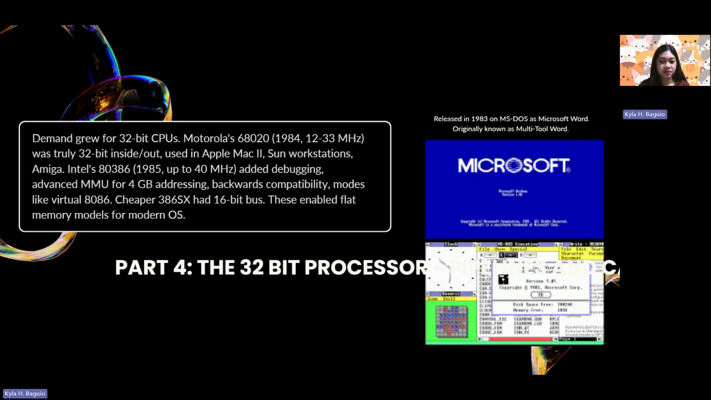And the last one is part 4, where they discuss the 32-bit processor. So finally, we reached the high performance era of 32-bit computing, where the goal was to eliminate idling time and maximize data throughput. So engineers realized that while CPUs were becoming lightning fast, the RAM was lagging behind.